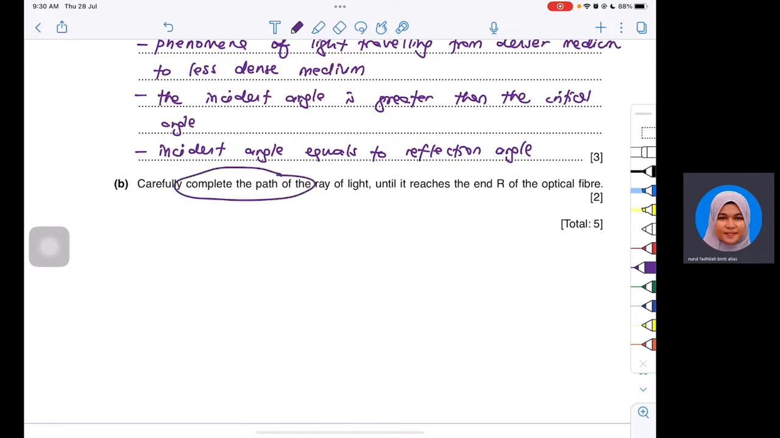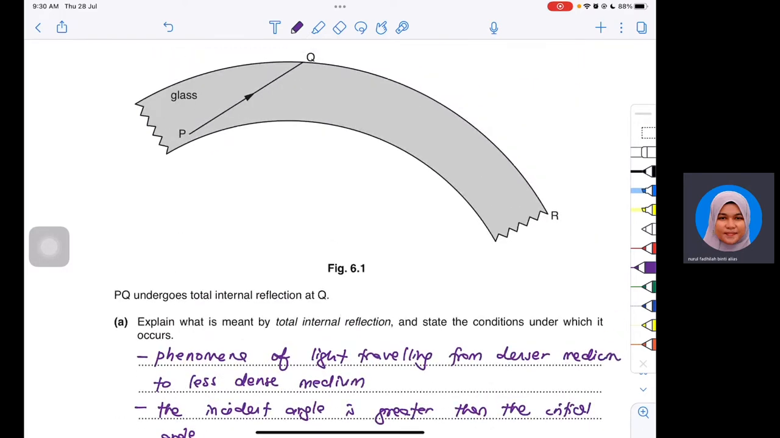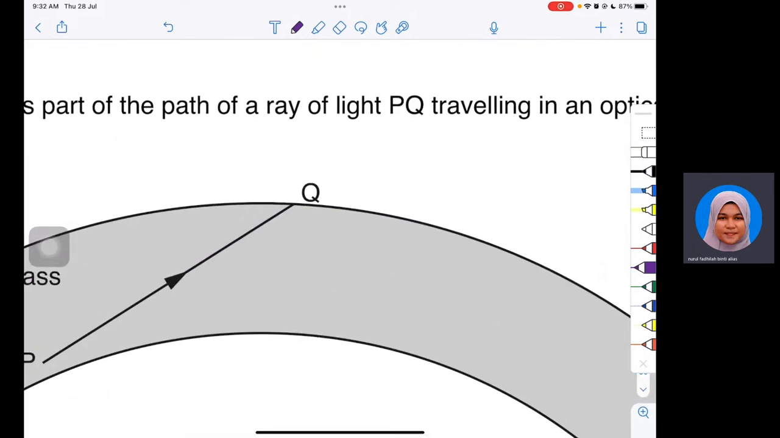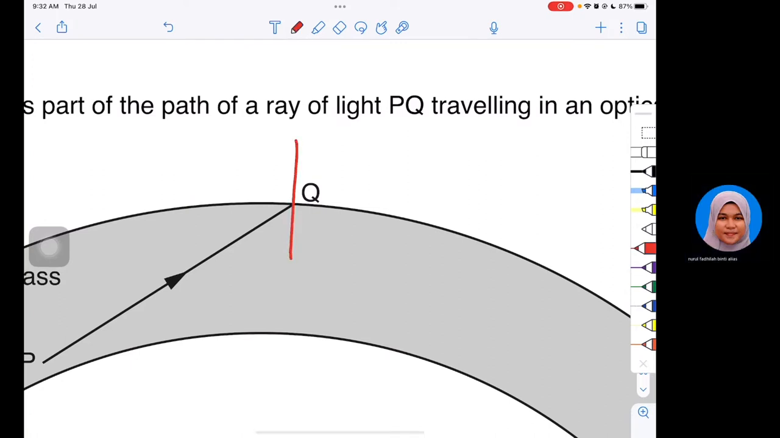Do we want to complete the path of the ray of light until it reaches the end R of the optical fiber? Who has drawn? I would like to see your answer. Incident angle equals reflection angle. So, use your ruler, draw the normal line. Okay, somewhere there. So, this is the angle.